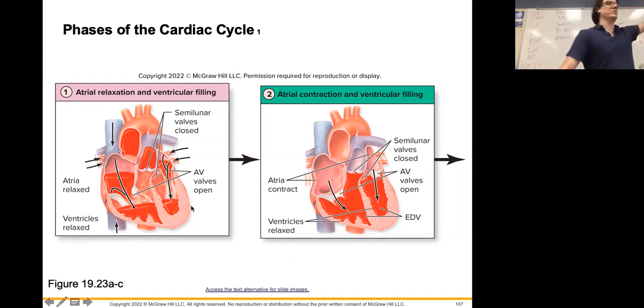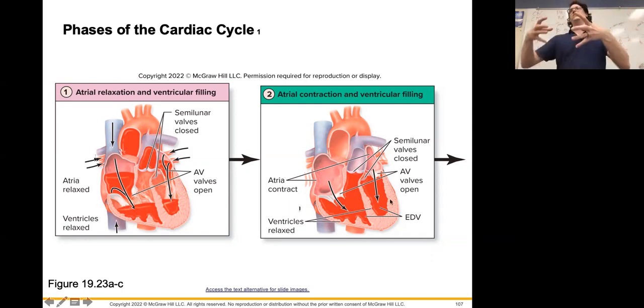Then atria contract. So we receive our P wave and the atria contract. When the atria contract, they're going to push their blood into the ventricles to try and fill the ventricles as much as they can, okay? So atria contract, fill the ventricles.